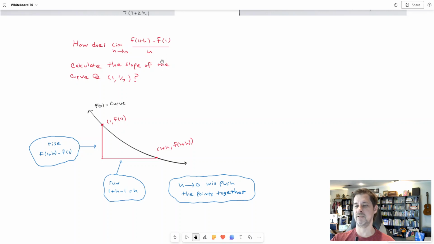So do you see how that works? I get rise over run between two distant points on the curve. When the limit is applied, as h goes to 0, it pushes the points together. And it's because of that that it ultimately tells me the slope of the curve itself or the slope of the tangent line.